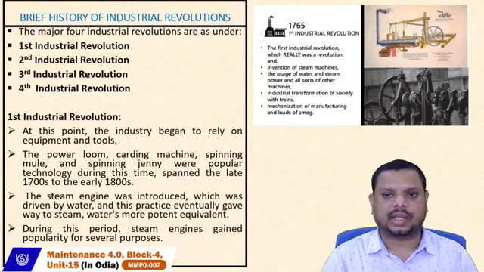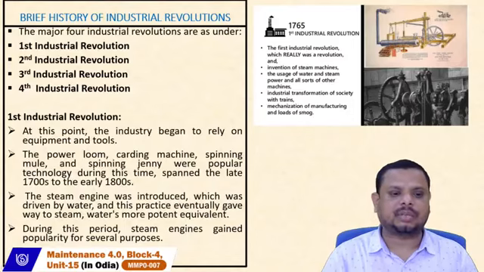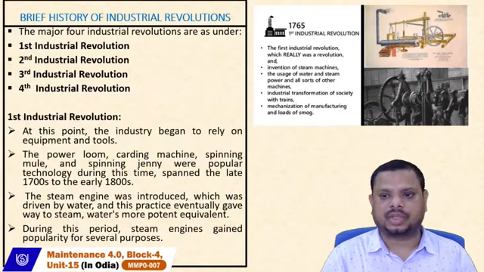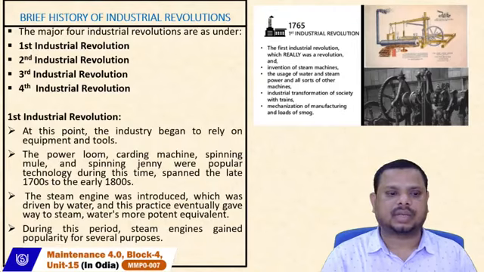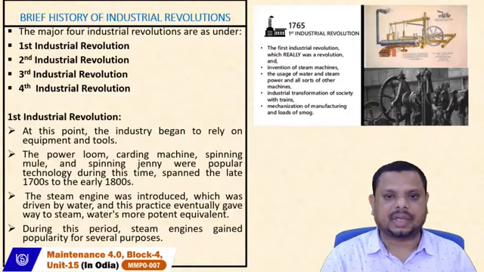And the most important thing dedicated to the whole world, the steam engine, was introduced during this particular phase, which was driven by water, and this practice eventually gave way to steam and water's more potent equivalents. During this period, the steam engine gained popularity for several purposes. If you observe this image, in the upper image the steam engine was developed, and various power looms, carding machines, and spinning machines were introduced and were very popular during this phase of the 70s to early 80s.